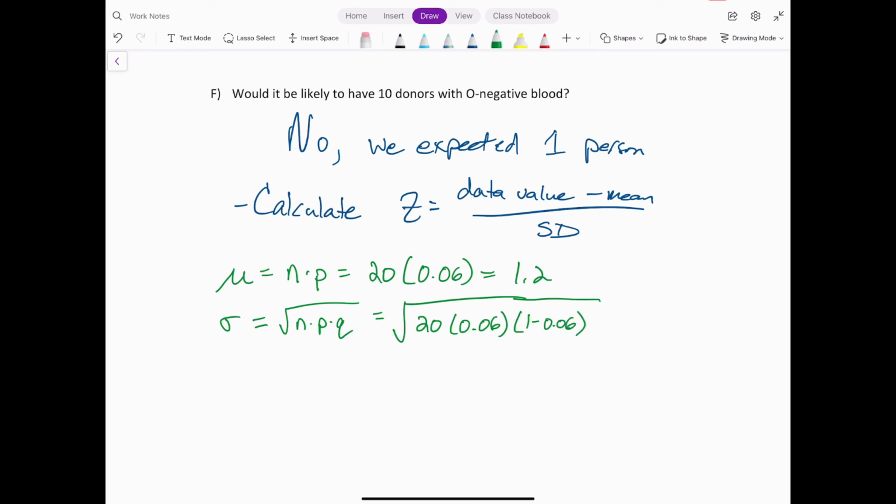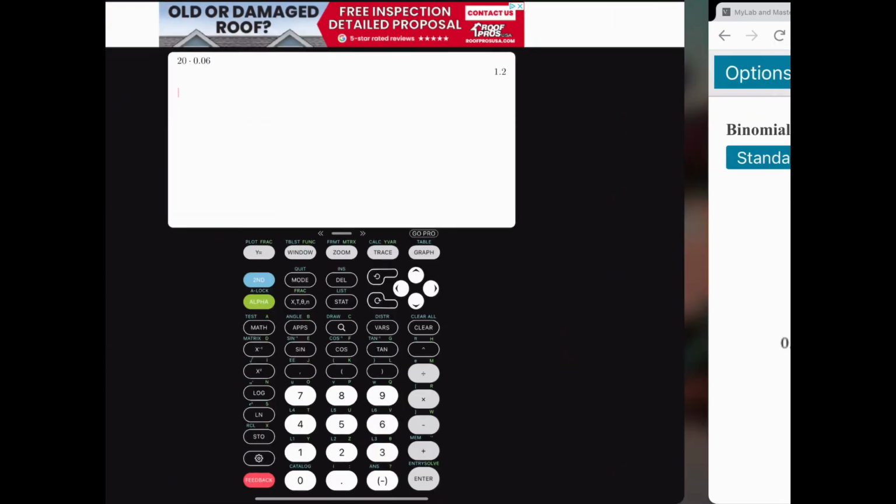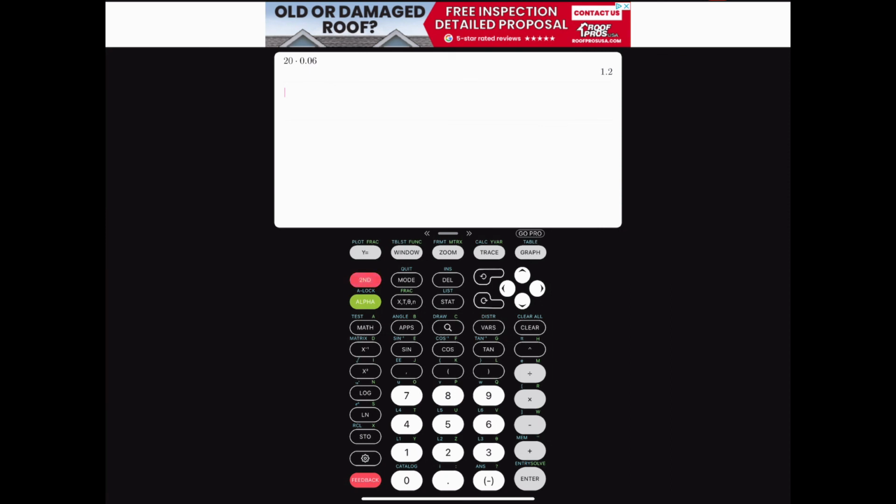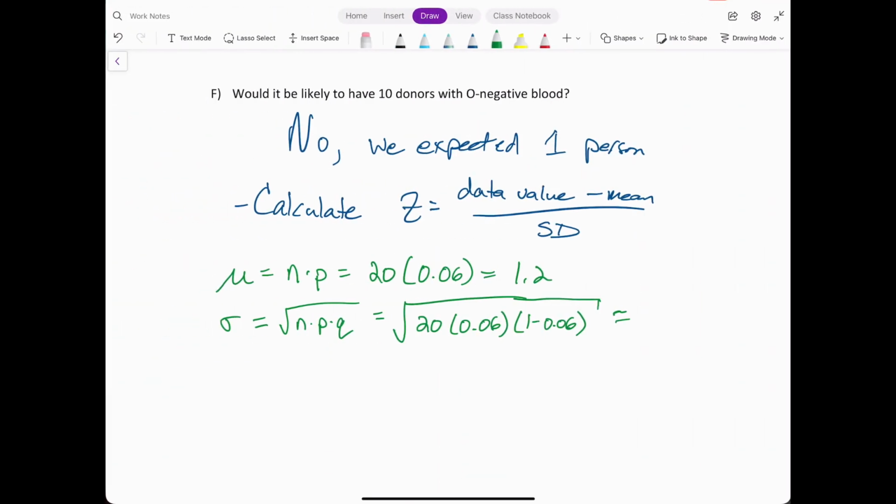So q is the complement of p, right? It's whatever's remaining out of 100%. So either do 1 minus 0.06, or you can say in your mind, oh, I know that's 0.94. This is what our standard deviation would be. So let's get a value here. Go to my calculator. I'm going to do square root of 20 times 0.06 times, and I'm going to do parentheses here, 1 minus 0.06, or you can type in 0.94 if you understand what that means. And there we go. We get 1.062 as our standard deviation.